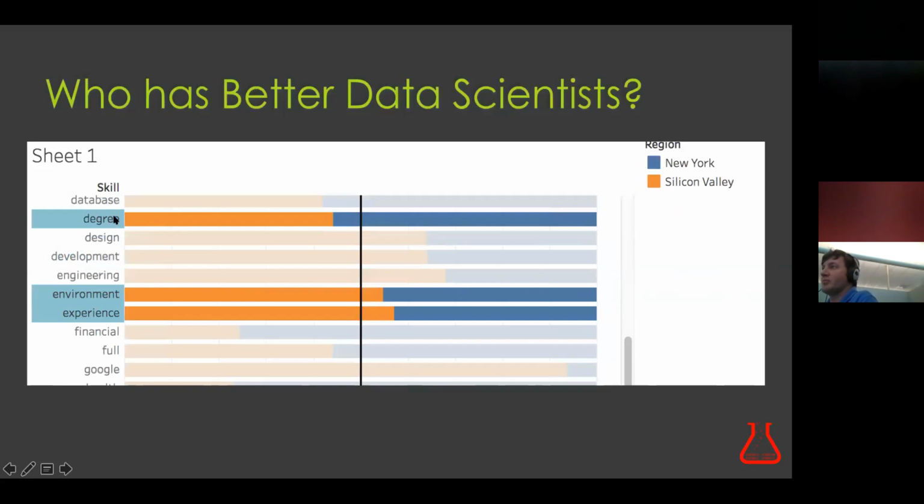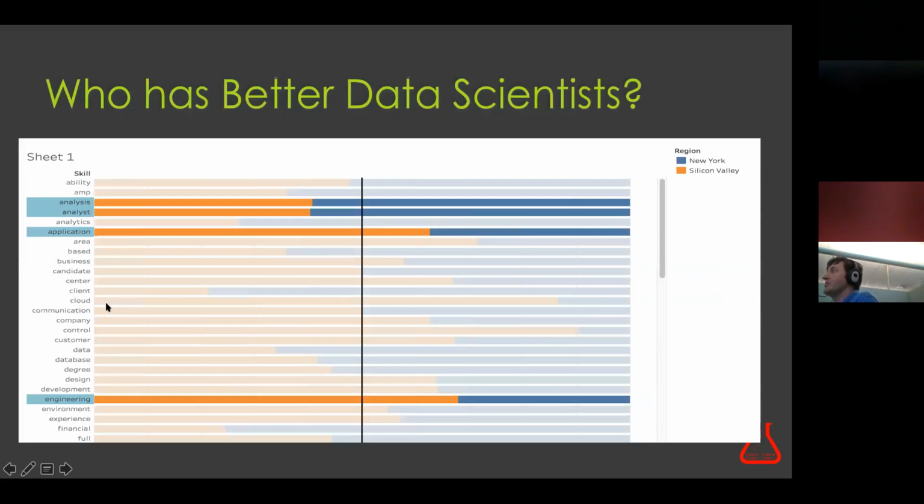And here's a couple more. Interestingly enough, in New York, there was the mention of the degree requirements in job requisitions, whereas in Silicon Valley, there's a lot more mention of experience and the environment. Next slide. And here's some of the other ones that came up.